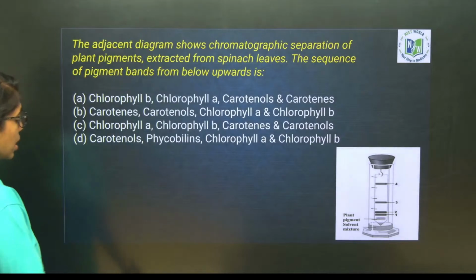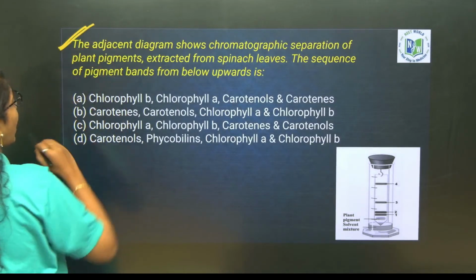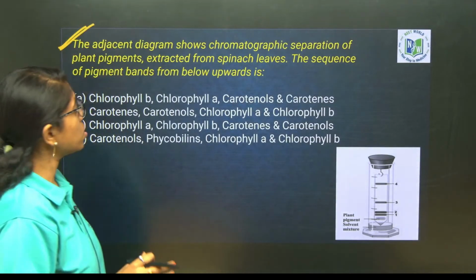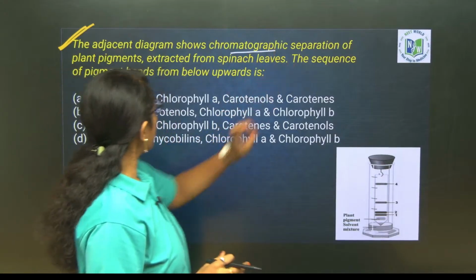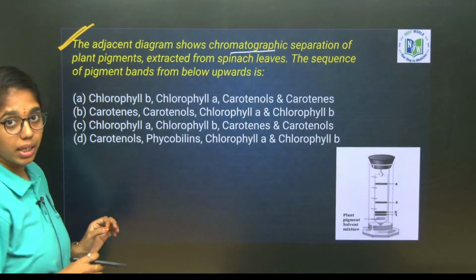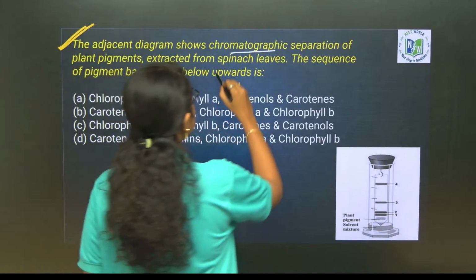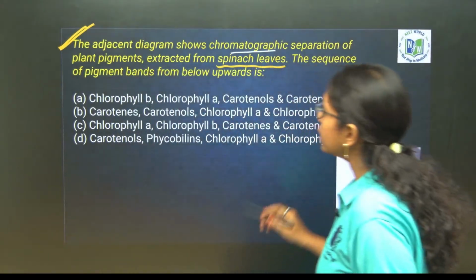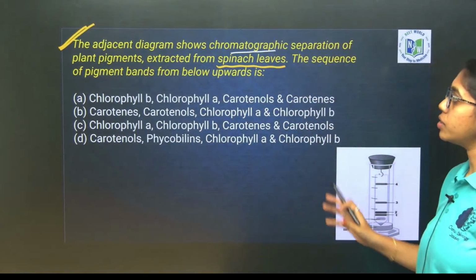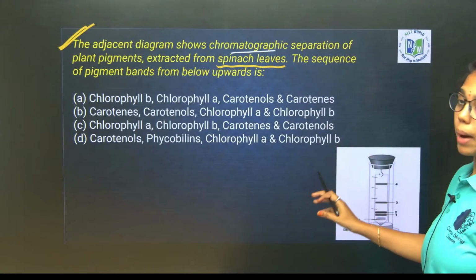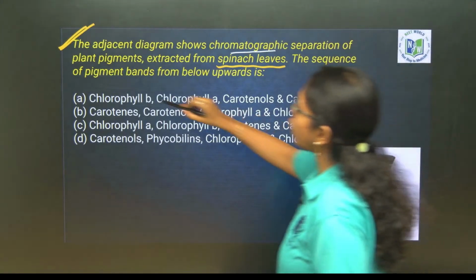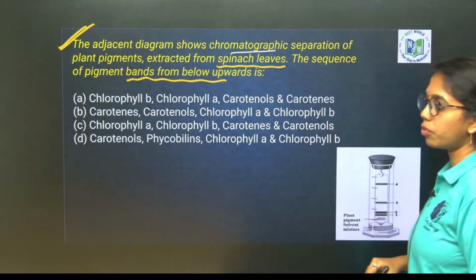So here if you see clearly in the question, the adjacent diagram shows chromatographic separation of plant pigments extracted from spinach leaves. The sequence of pigment bands from below to upwards is what?